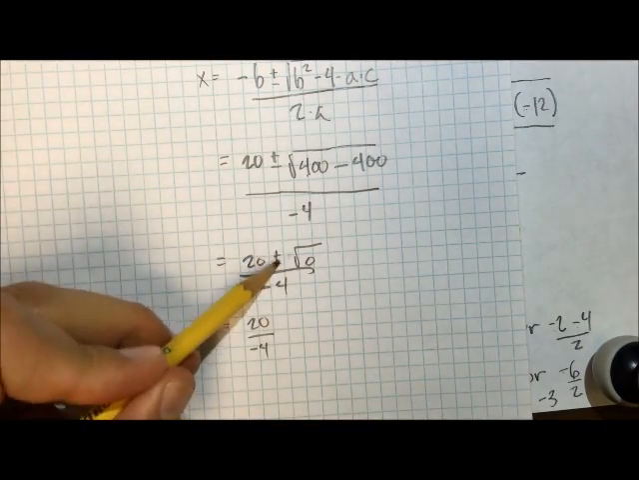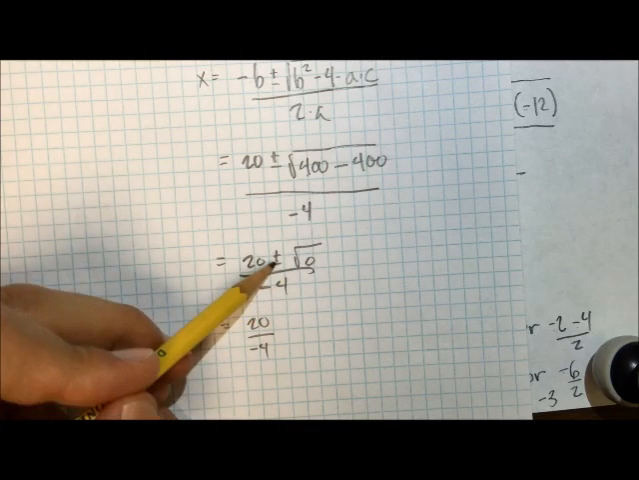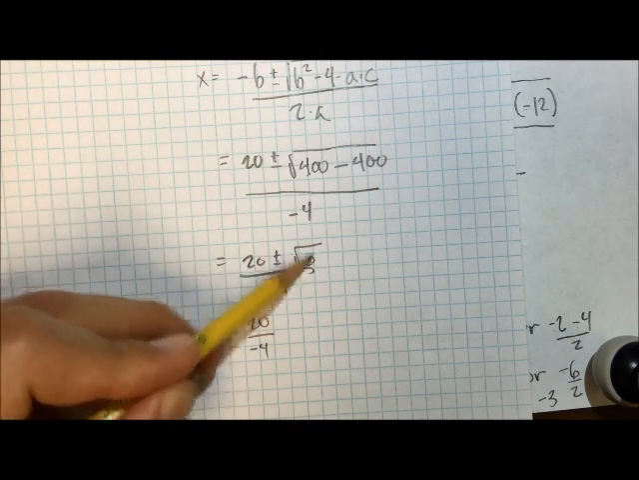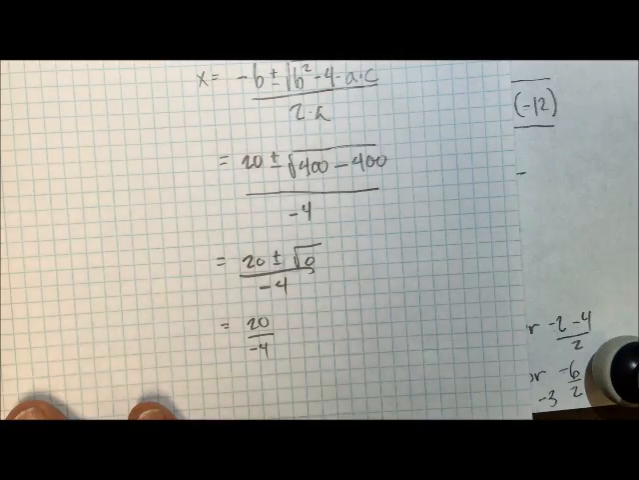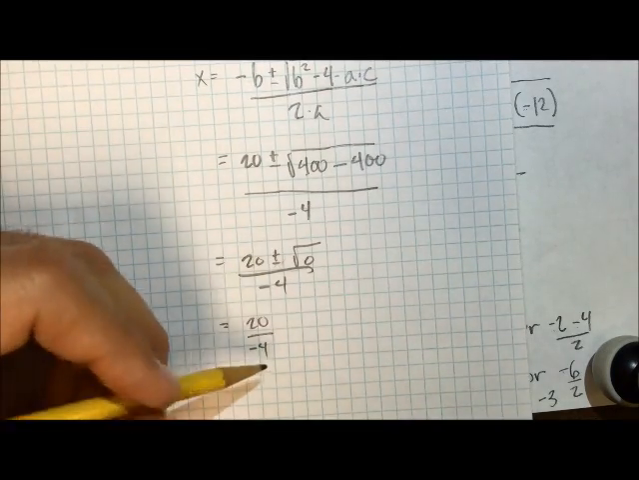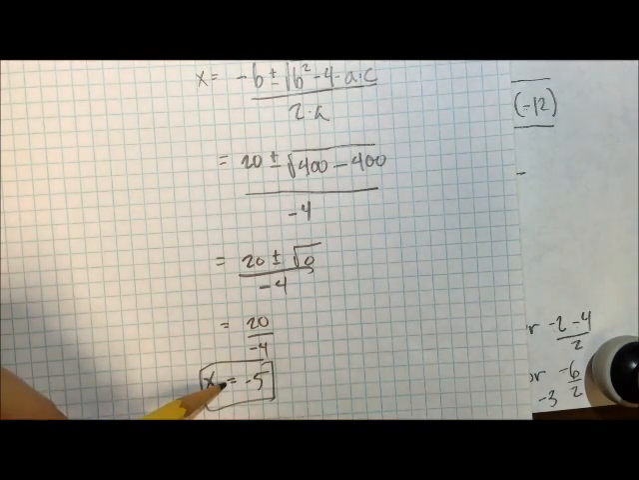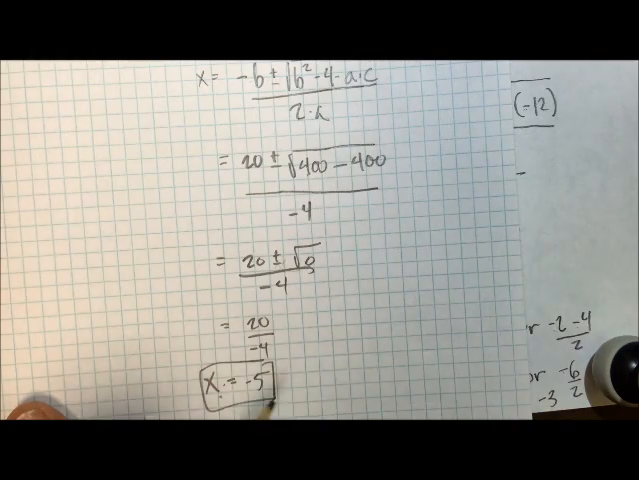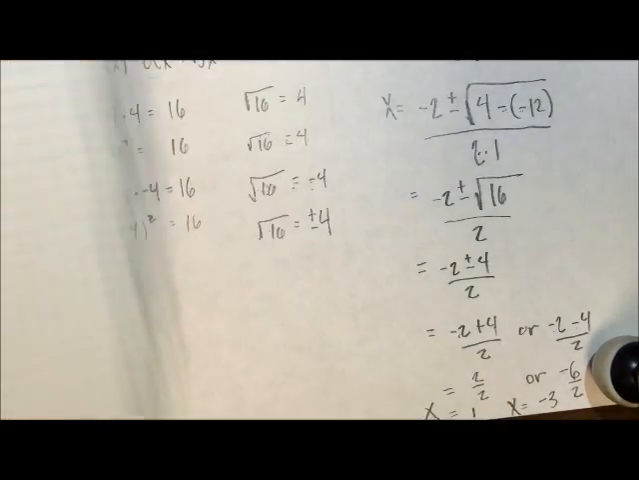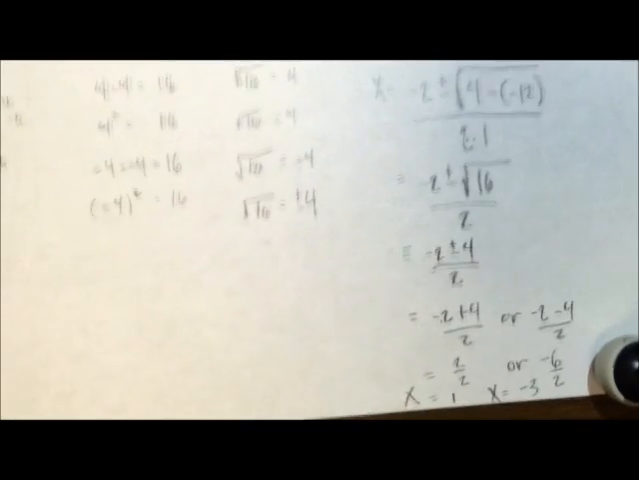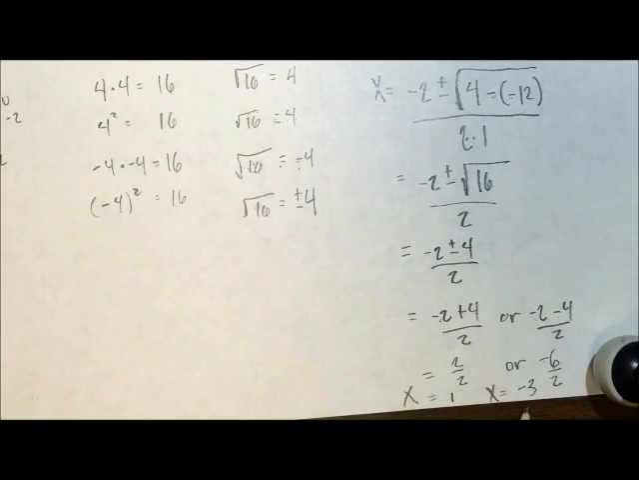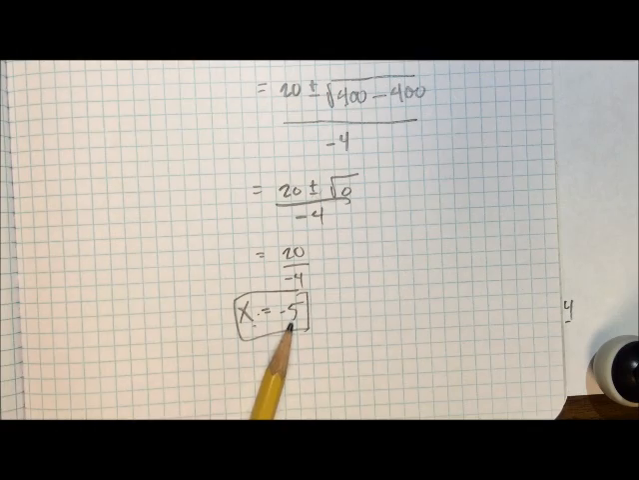So there's no more options here. There are not two options because this went away. All this equals 0, so there's nothing to add or subtract to the 20. And therefore, 20 divided by negative 4 is negative 5. So in this particular example, it only touches the x-axis once, at negative 5. Whereas the previous example touched the x-axis twice, at positive 1 and at negative 3. So here we have two roots. Here we have one x-intercept.